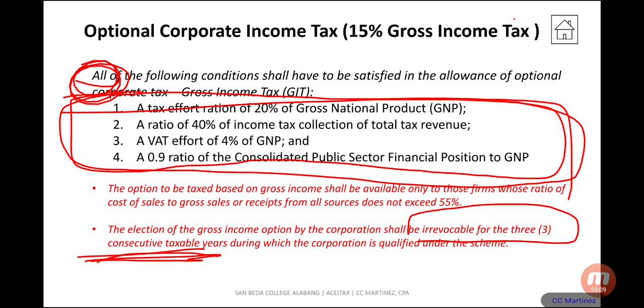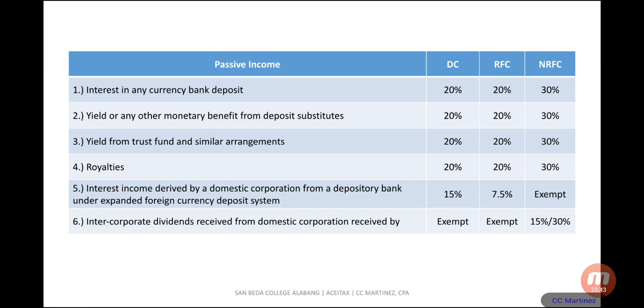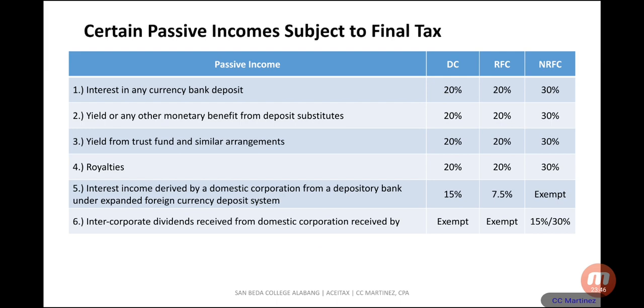Ayun. So, balikan lang natin. Wala tayong example dito kasi ito is medyo technical when it comes sa pag-grant nung optional corporate income tax. So, ang gusto ko lang i-focus dito is yung rate, which is yung 15%, and kung sino-sino lang yung pwedeng mag-avail. And also, yung once na i-opt mo siya or once na gamitin mo siya, irrevocable siya for the 3 consecutive taxable years.